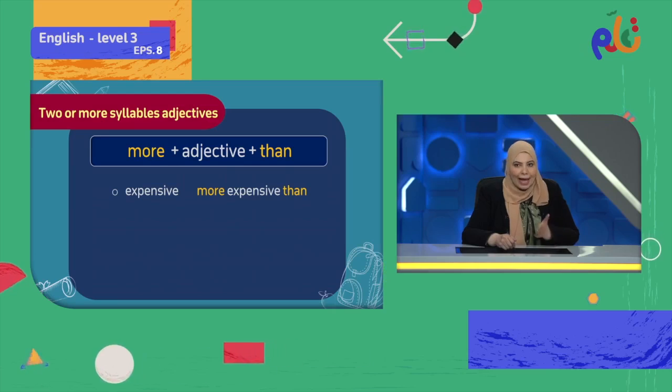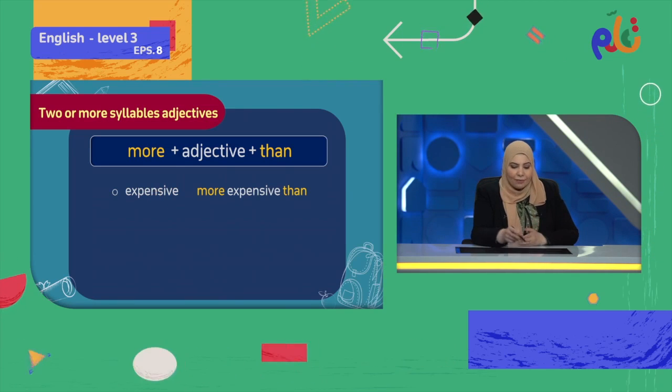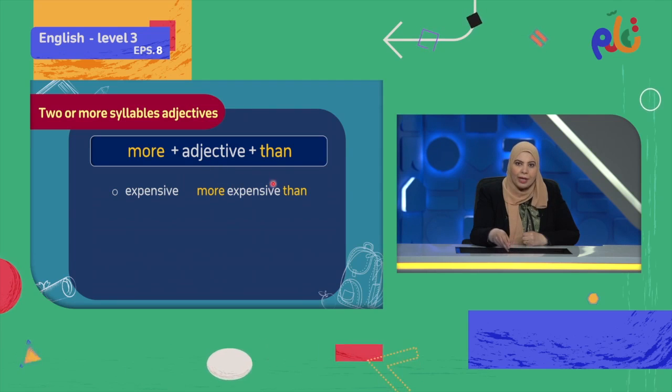So مش أنا بختار يا إما أقول more يا إما أقول ER. لا ده هي rule. لو هي one syllable it is ER. لو more than one syllable it's more. So not this or that, it's following a specific rule. So for two syllables and more we're going to have a word like expensive. So it becomes more expensive than.